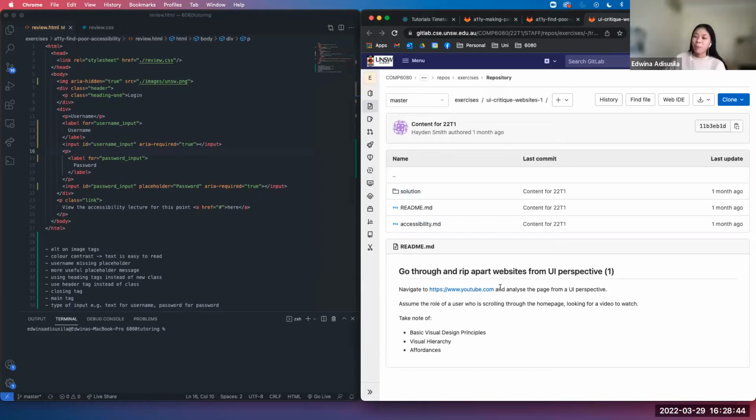Go through and rip apart websites. Navigate to YouTube. Assume the role of a user scrolling through the homepage looking for a video to watch. Take note of basic visual design principles, visual hierarchy, and affordances.